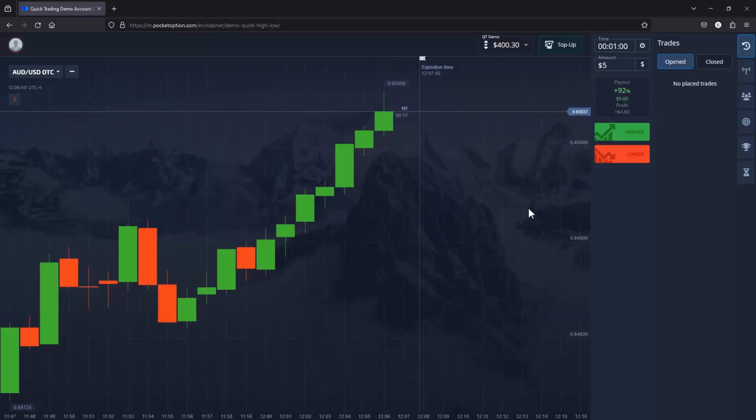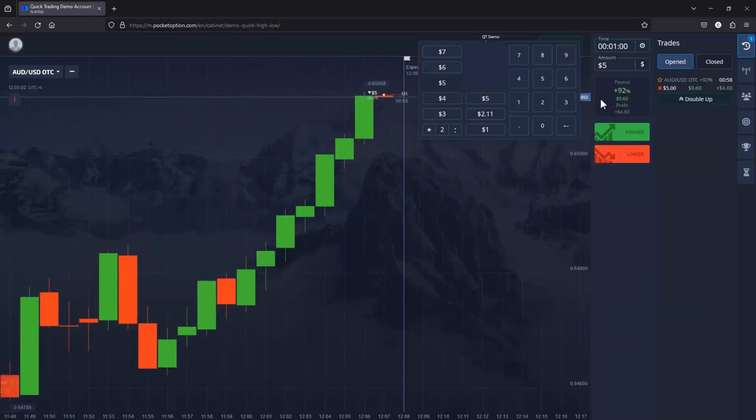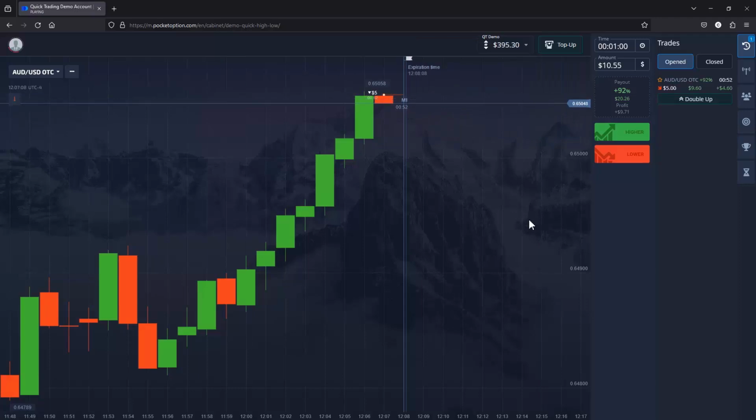10 seconds left to the candle closing time. Hopefully it's gonna close with green color. Hovering my mouse over lower option for the best entry timing. 2, 1, let's go. I just entered the first trade. I put $10.55 for the next trade. Now if I lose the current trade, I'm gonna enter the second trade with another lower option following the pattern. Let's see.